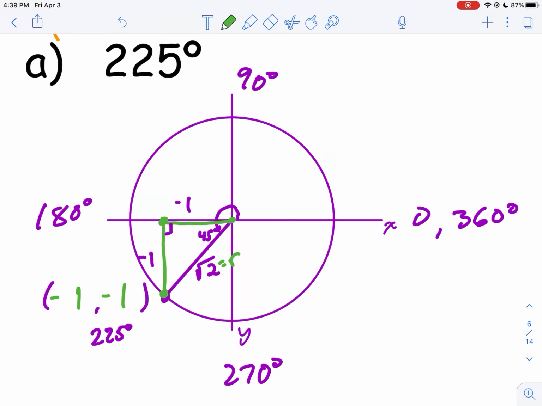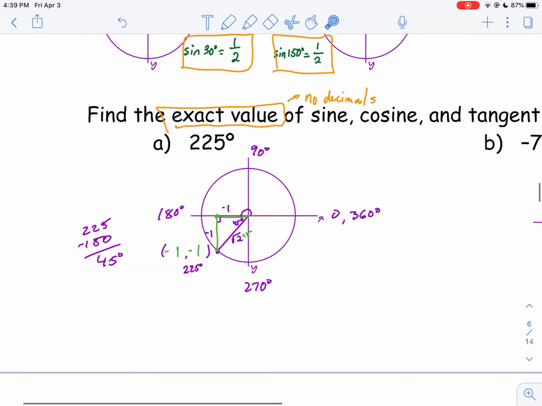Square root of 2 is always, shouldn't say it that way. The hypotenuse is, let me call it a radius instead. The radius here is always positive because it's a length. If I grab a tape measure and I measure this, it's always positive. Nobody's ever -6 feet tall. They're always positive.